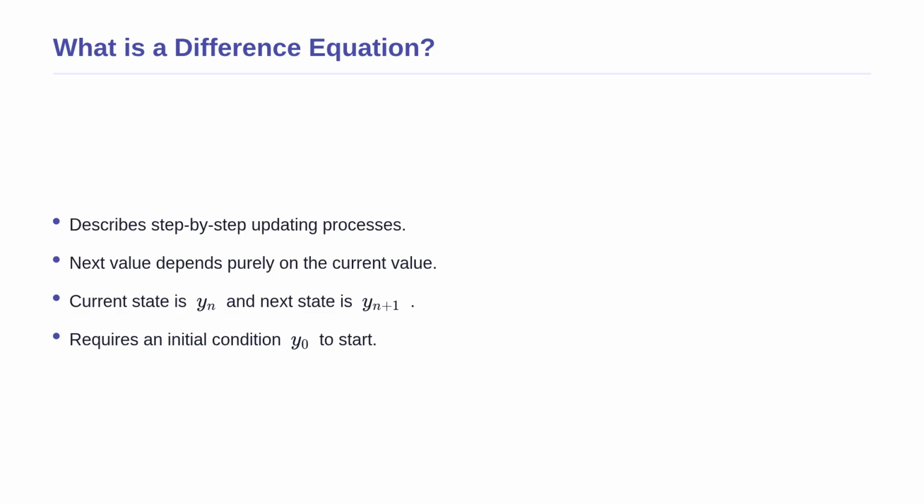It is a mathematical rule that tells you the next value in a sequence based purely on the current value. We use y sub n for the current state and y sub n plus 1 for the next state. By knowing our starting point, called the initial condition, y sub 0, we can step forward in time.